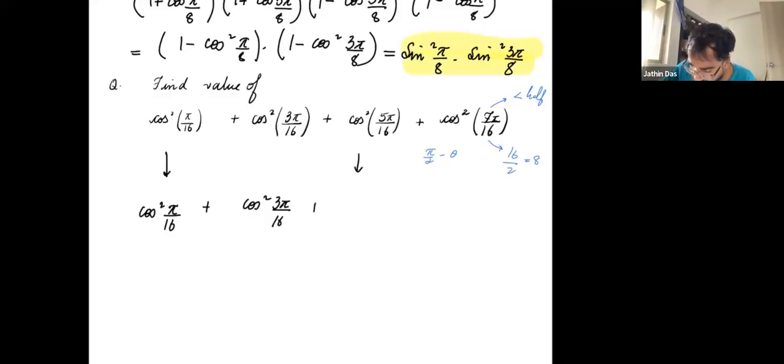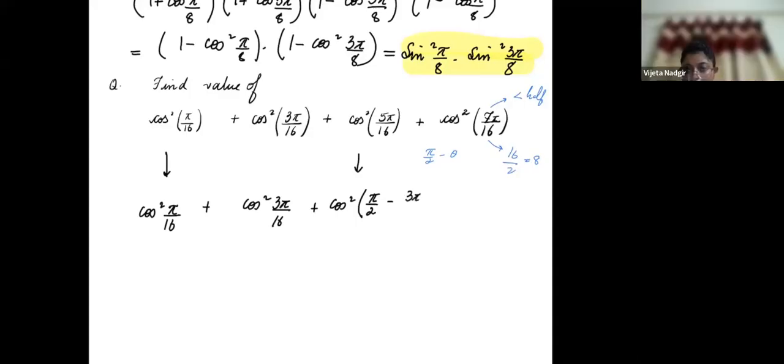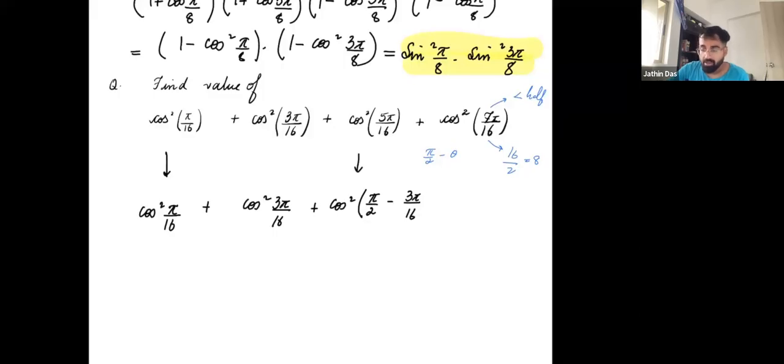Okay. This one you will write as cos square pi by 2 minus pi minus 3 pi. Correct? 16. 8 pi will come, see. Yes.